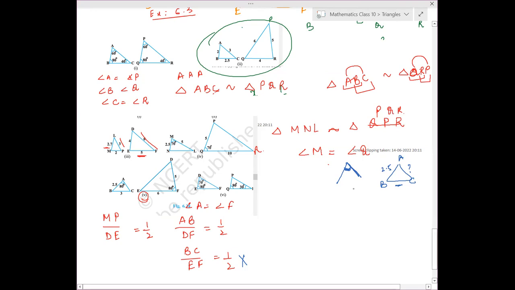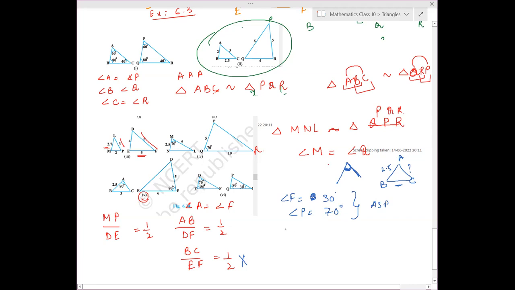Clear? Yes, ma'am. Okay. Sixth one, are they similar? Yes, they are. So ultimately your angle F will come out to be how much? 30 degree. Sorry, 180 minus how much? It will be 30 degree, right? And angle P, if you find out, it will come out to be 70 degree. Angle sum property you will use, angle sum property.